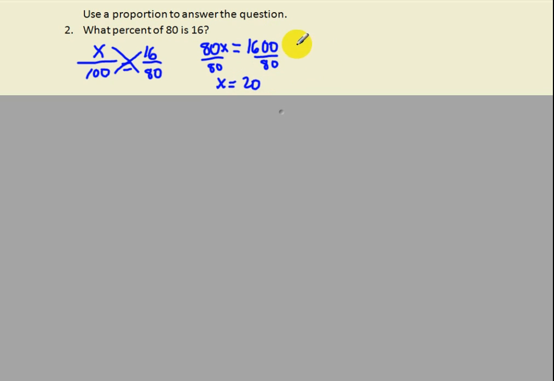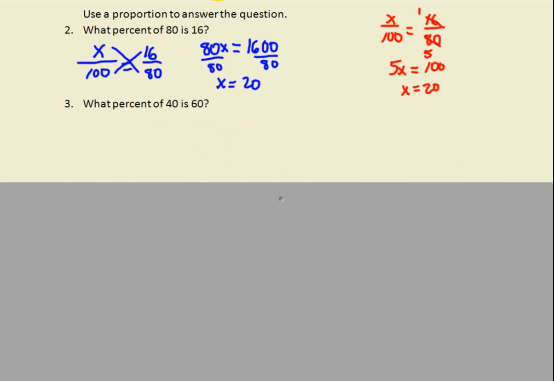20. Another thing we could have done is you might have noticed, let me rewrite this, I'll put it in a different color here, so we have x over 100 is equal to 16 over 80. You might notice that this can be simplified, and as a matter of fact, 16 goes into 80 5 times. 16 goes into 16 once, and here you get a much simpler problem then. 5x, when you cross multiply, 5x is equal to 100 times 1, and then divide by 5, and you still get the same result, x equals 20. Therefore, 16 is 20% of 80.